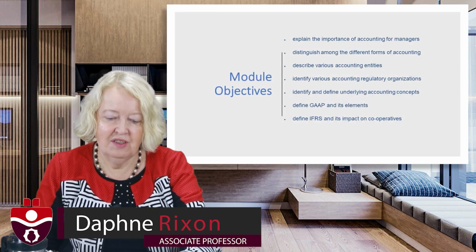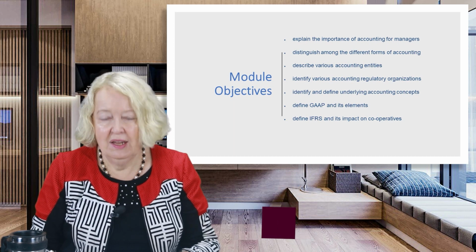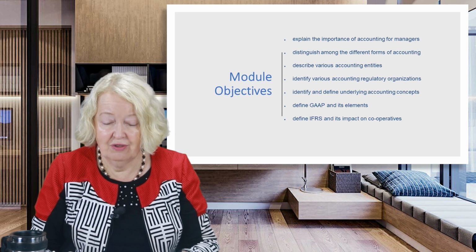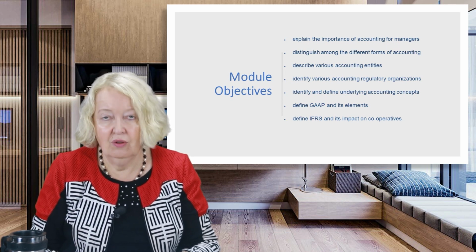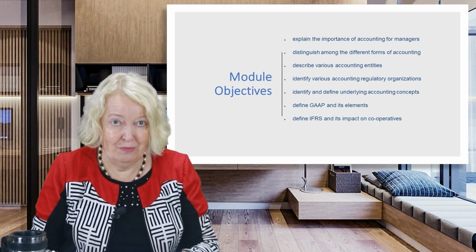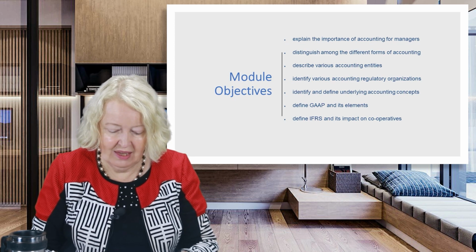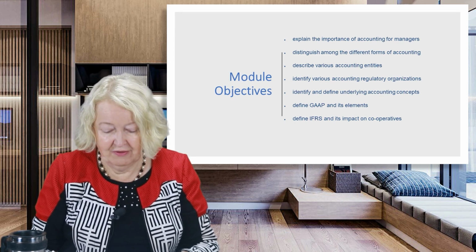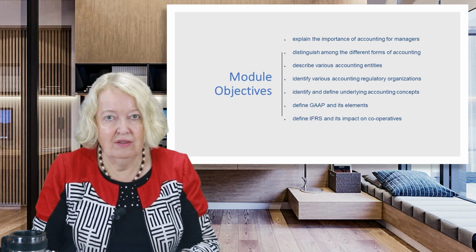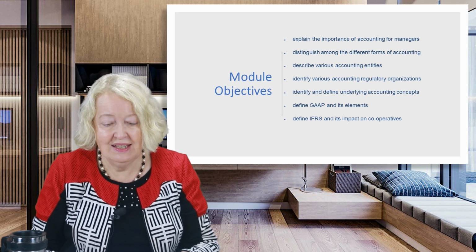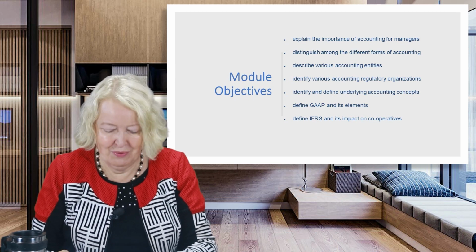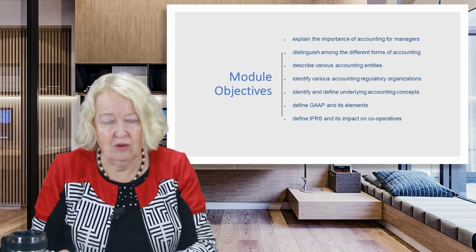And the objectives of this module are to explain the importance of accounting for managers, to distinguish between the different types of accounting, to look at various types of accounting entities, identify the regulatory organizations who make up all these accounting rules, to identify and define the various underlying accounting concepts, to look at generally accepted accounting principles and what that means, and to look at IFRS, which stands for International Financial Reporting Standards, and how that impacts cooperatives.